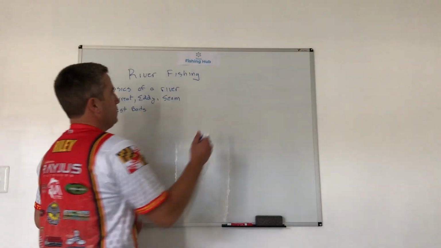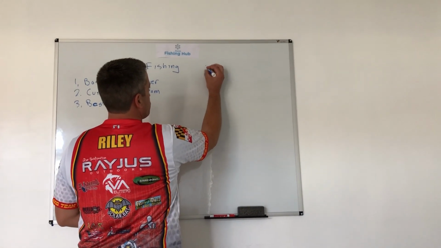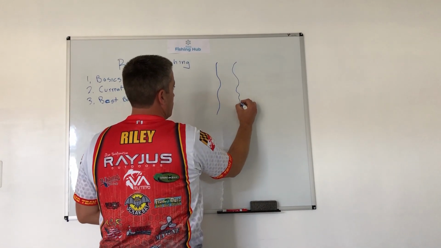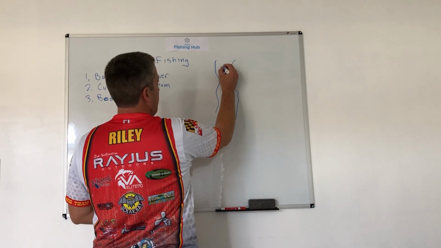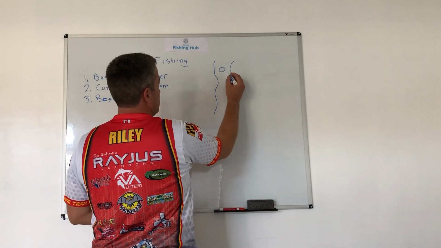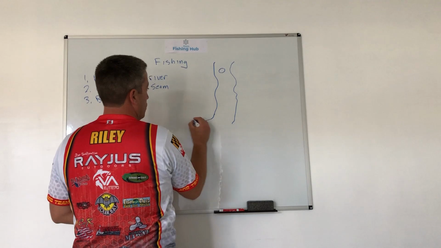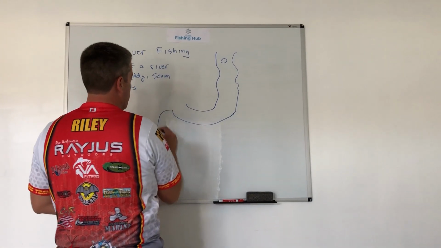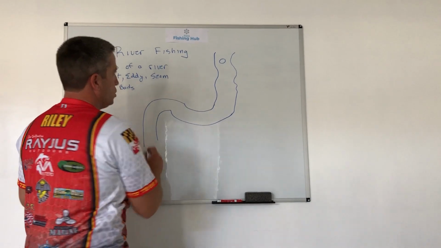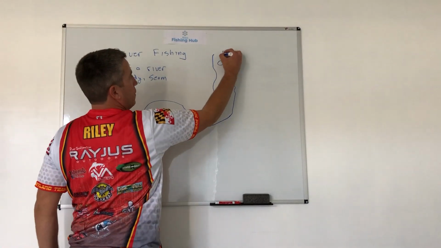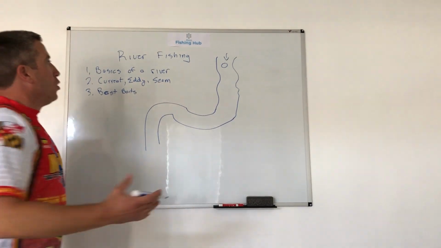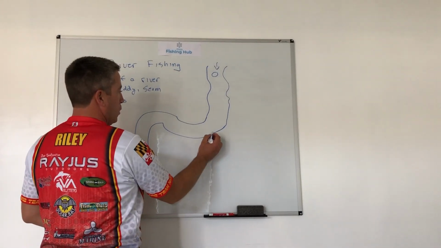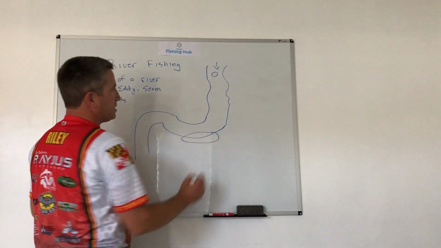So when you look at a normal river, imagine we have a river, and we have rocks, and we have a turn of the river, and then we have another turn of the river. As the current comes down a river, we have a couple features here that I really want to talk about, and one of them is the outside turn.